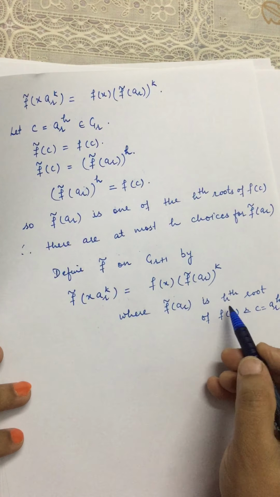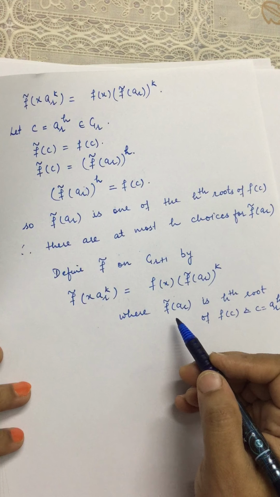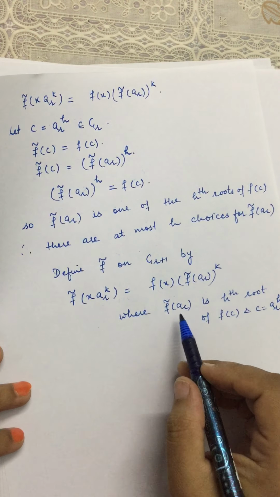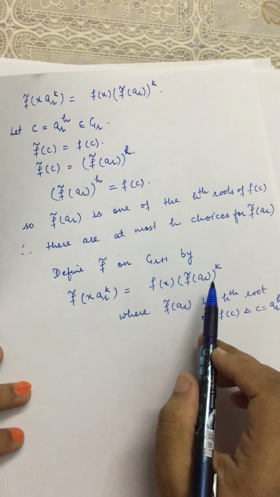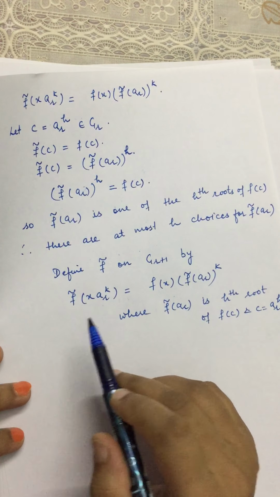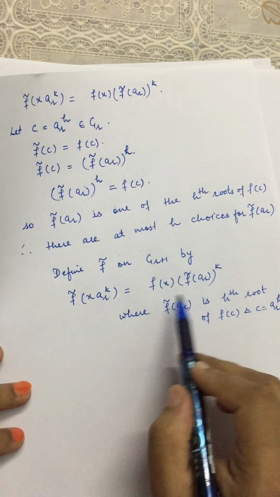So now the h choices for this element f curl AR are all different, because all the hth roots of unity are different. So if all these h choices are different, it means there are h different ways to extend f to f curl. So now we verify that this function f curl, which we have defined like this, has the multiplicative property.